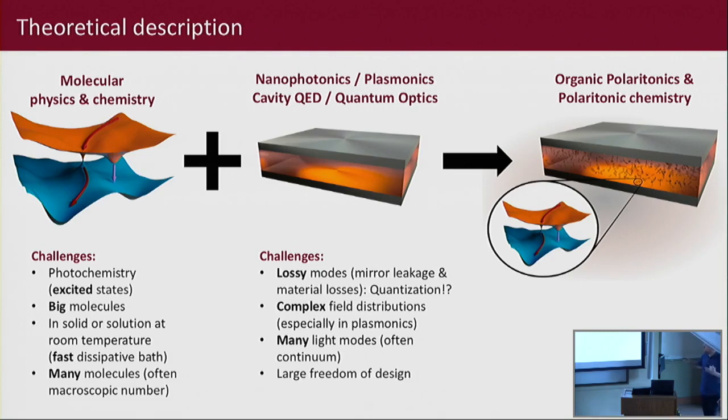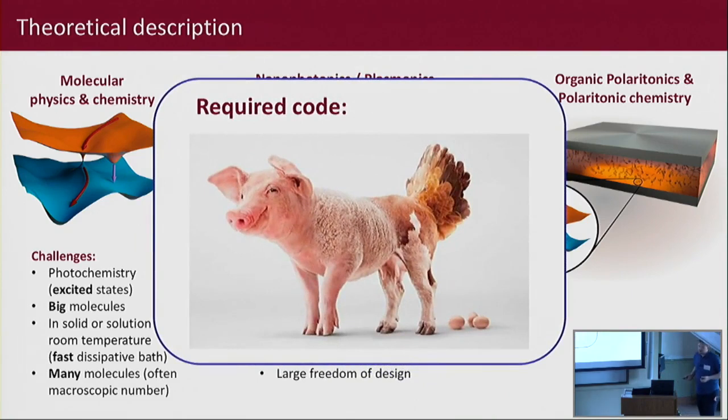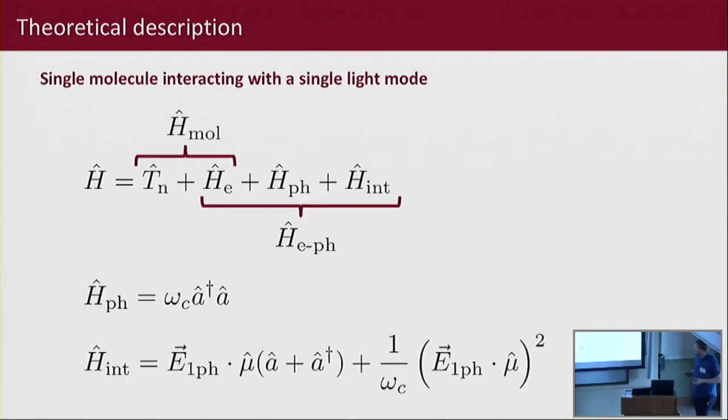So you have a large freedom of design and a huge amount of different photonic structures you might want to treat. And so if you wanted a code to do this, you would need what you call in German the egg-laying wool milk pig, so that it can do everything. That doesn't exist, unfortunately. So, well, we have to do with something smaller, but we're trying to get there.